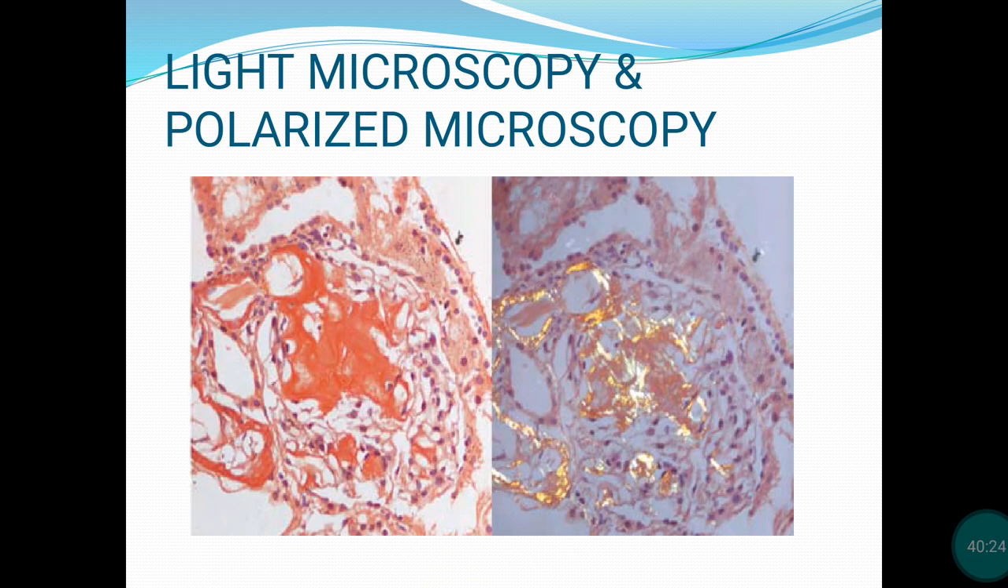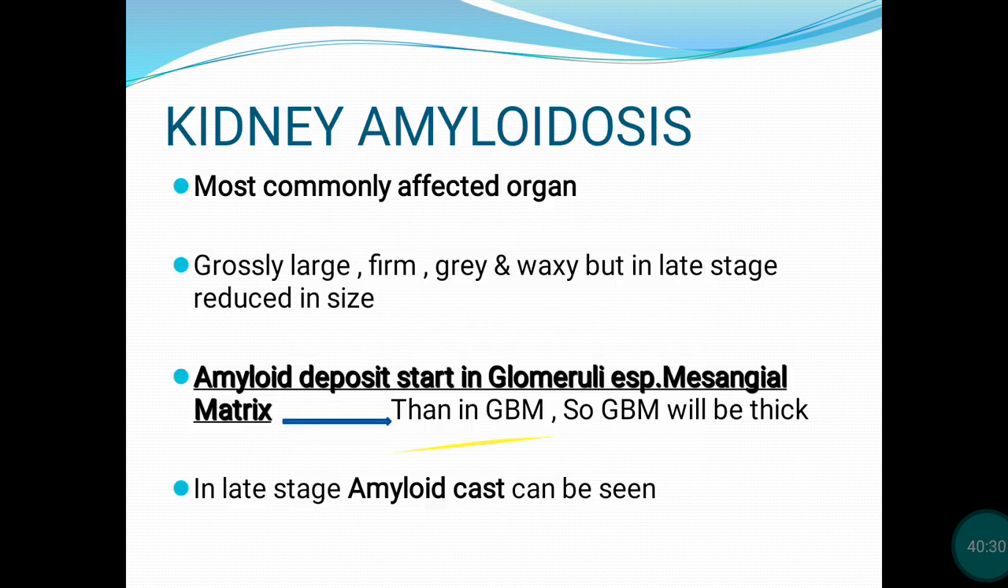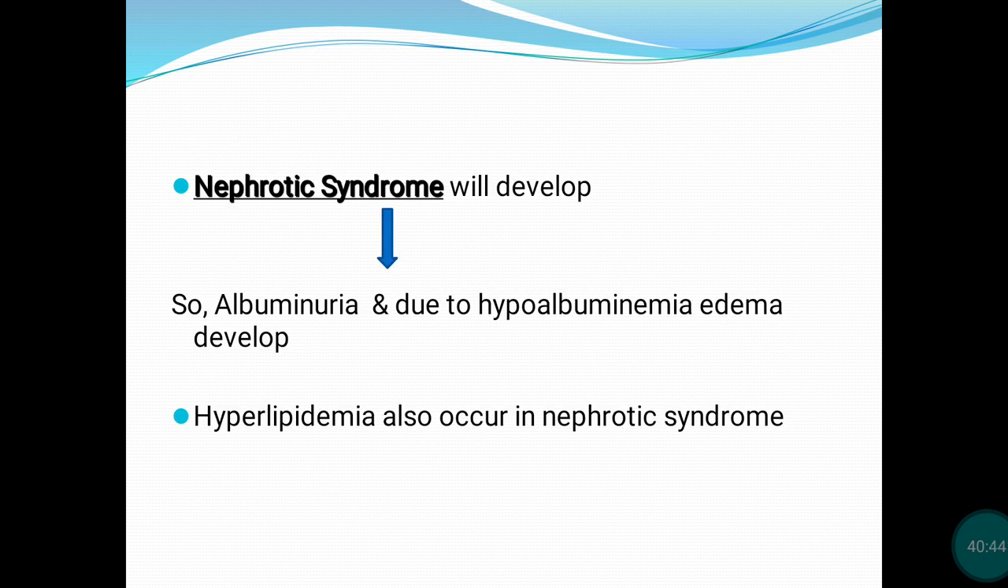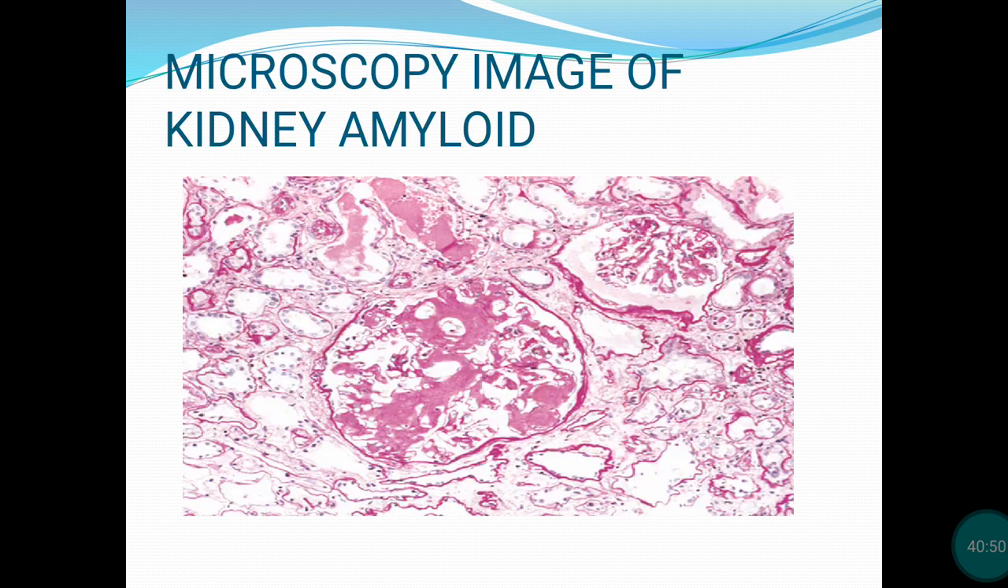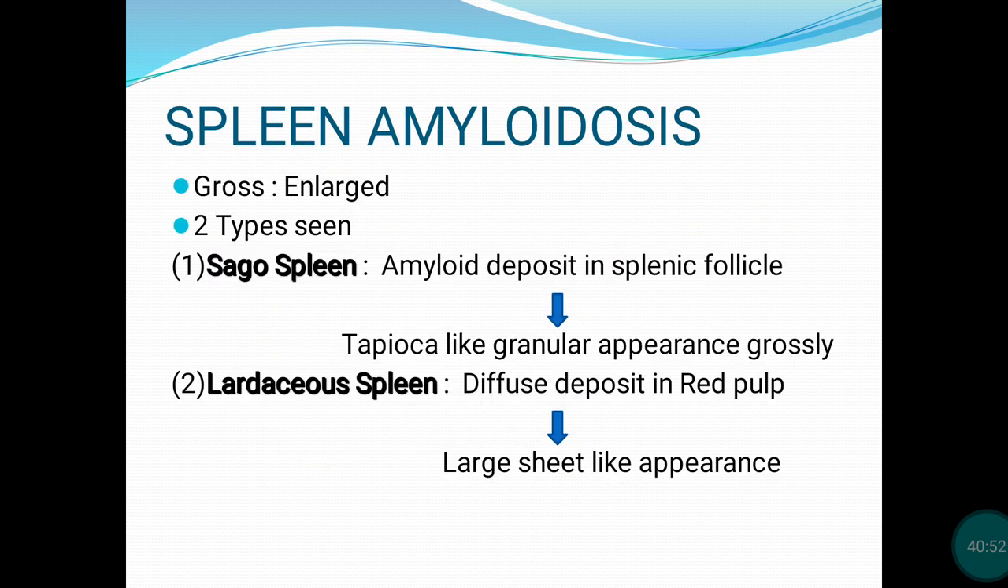This is the figure of light microscopy and polarized light microscopy showing amyloid. In kidney amyloidosis, the amyloid is deposited first in the glomeruli. First it involves the mesangial matrix, and then it spreads to the glomerular basement membrane, the tubules and the vessels, but the renal venule is never involved. The patient can develop nephrotic syndrome due to kidney amyloidosis.